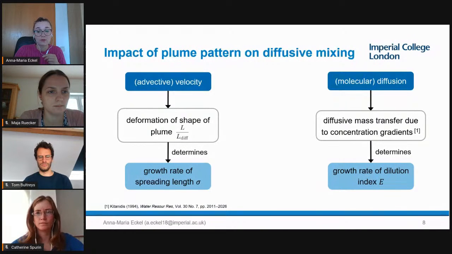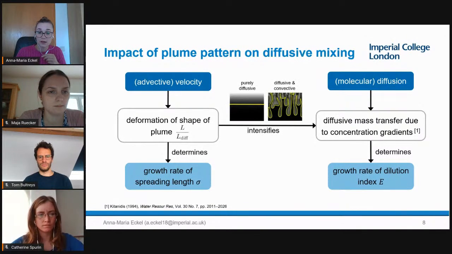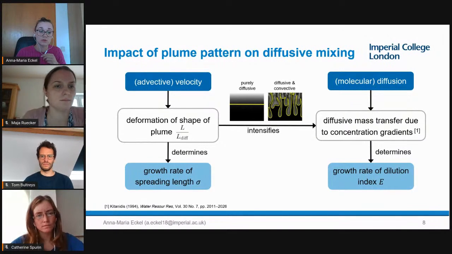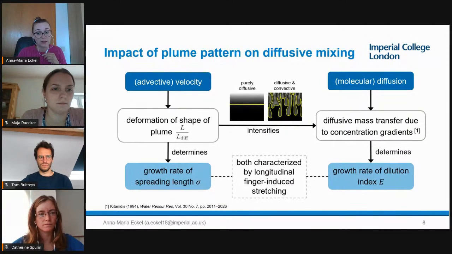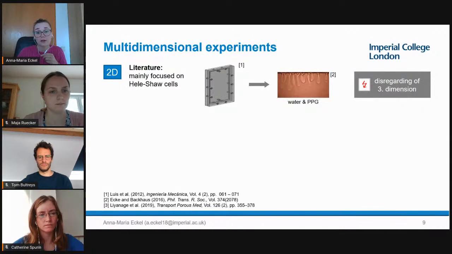However, the diffusive mass transfer is intensified by the creation and the stretching of the plumes, which clearly affects the overall state of mixing due to an increase of areas of high concentration gradients. And therefore, changes in the spreading length and the dilution index are both characterized and dictated by the longitudinal finger-induced stretching. With this, I conclude the first part and will now provide some insights into the experimental progress.